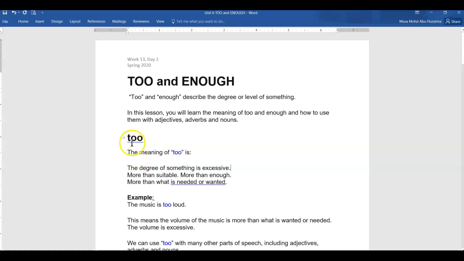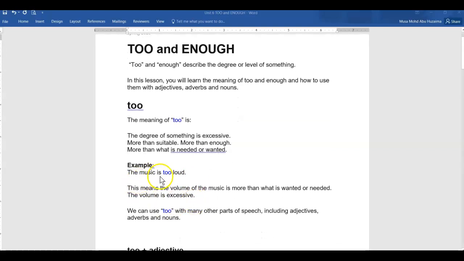Too. T-O-O, okay? It's different from T-O. The meaning of too is the degree of something is excessive, means more than suitable or more than enough, more than what is needed or wanted. Example: the music is too loud. Too loud means excessive, extra, more than enough. Okay, this means the volume of the music is more than what is wanted or needed.